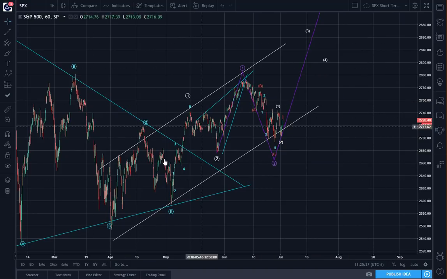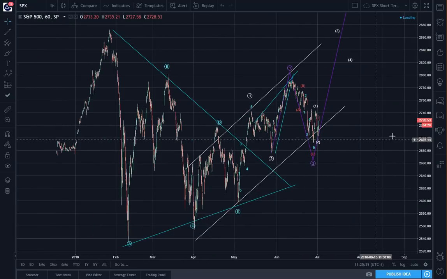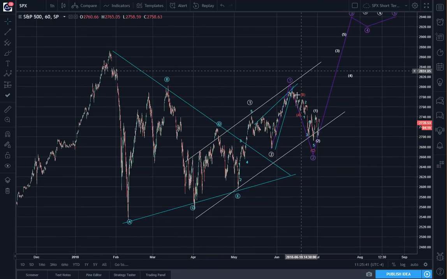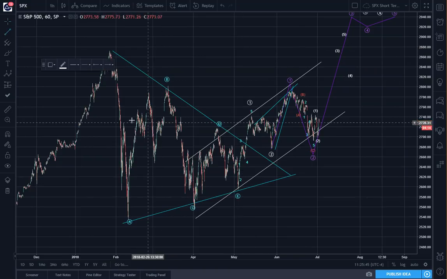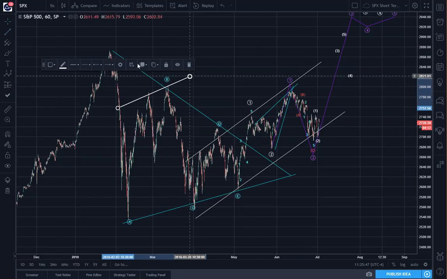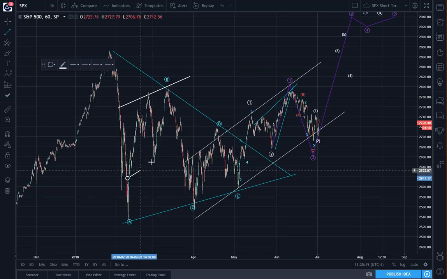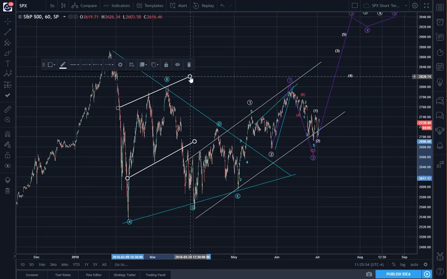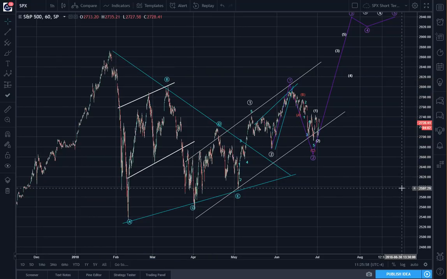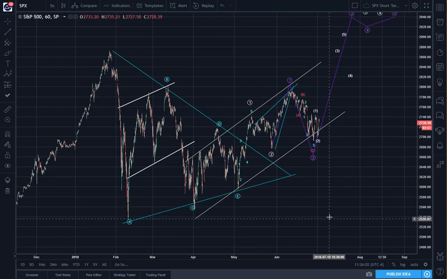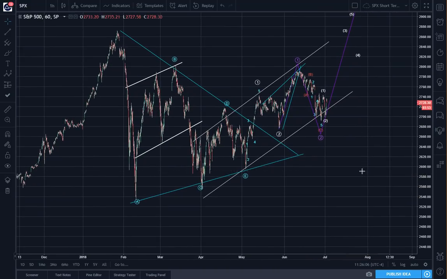But this channel can easily, let me zoom out, become a bear flag. Okay, just like it did here. So you need to be aware of that. It can easily become a bear flag. And if it does become a bear flag, we've got a lower low potential. You need to keep that in your awareness.